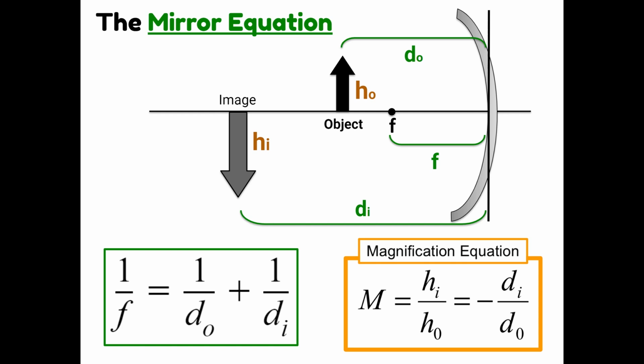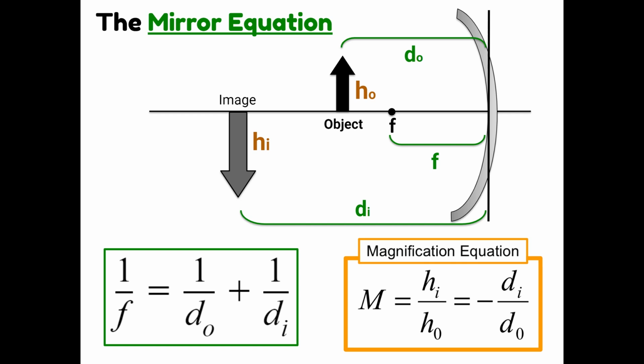M can be calculated with two different ratios, meaning there's two possible methods you can use to solve for M. You can either solve for M using the ratio of the height of the image, HI, to the height of the object, HO, so HI over HO equals capital M. Or alternatively, your second option is you can calculate M using negative DI over DO, which are variables we already defined in the previous equation. Distance to the image divided by distance to the object.